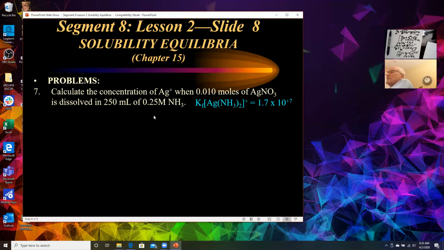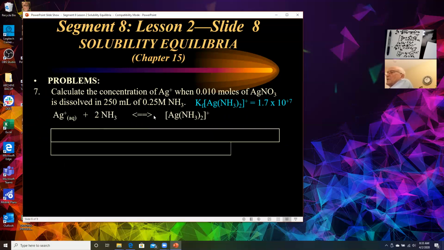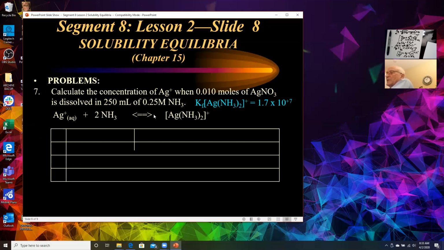Okay, so I'm going to skip this. Well, no, I'm not. I'm going to do a table with you. We're not going to do the actual calculation, so we'll do an ICE table for this problem. Calculate the concentration of silver ion when 0.1 moles of silver nitrate is dissolved in 250 milliliters of 0.25 molar ammonia, and the formation constant is 1.7 times 10 to the plus 7. These form very highly, remember.